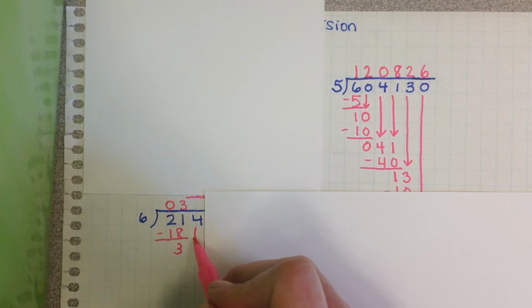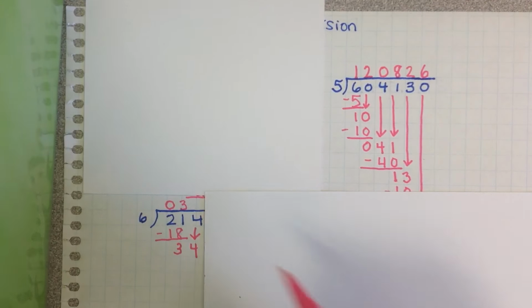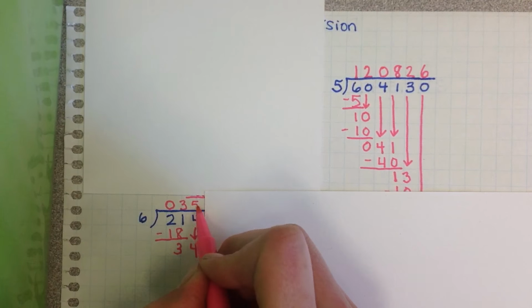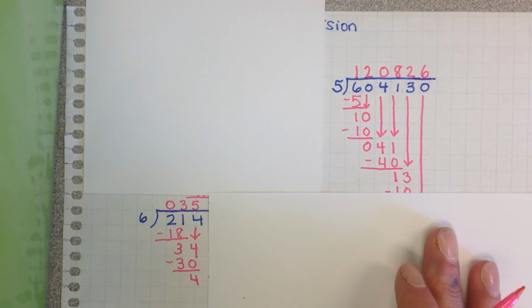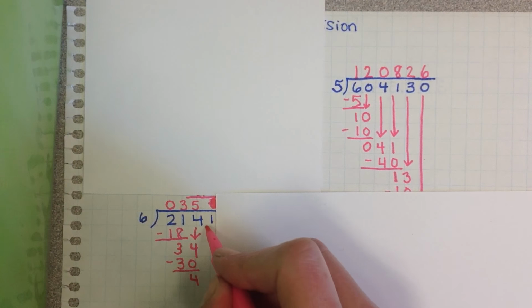I see my neighbor is a 4. I bring it down. 6 goes into 34 5 times. That gives me 30. So I have 4 left over. Bring down my 1.